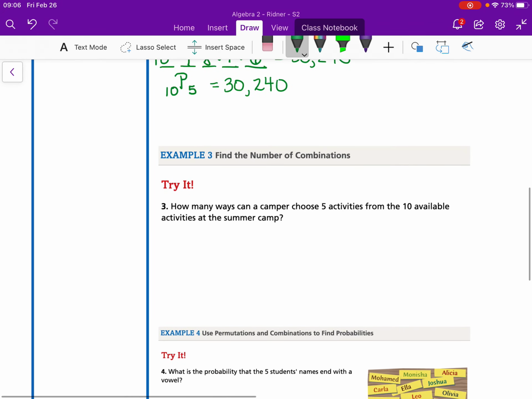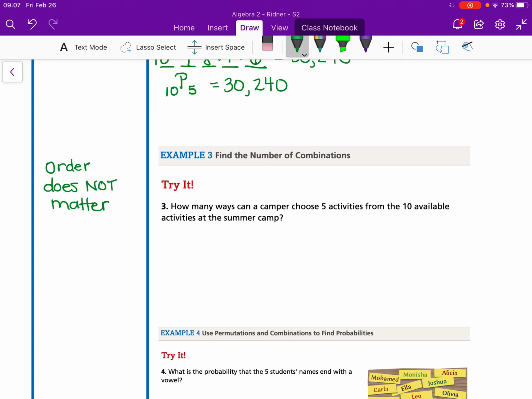Now, with combinations, it's a little different. In a combination, order does not matter. Okay, that was written at the top, so hopefully you already have that written down. So here's what that looks like. How many ways can a camper choose 5 activities from the 10 available activities at summer camp? So we don't care which one we choose first. We don't care which one we do last. We're just going to choose 5 of them.